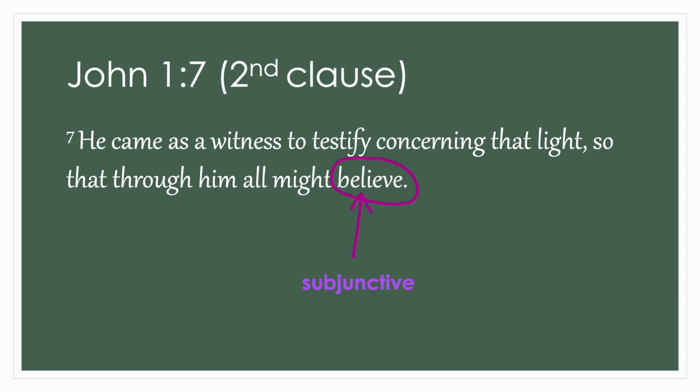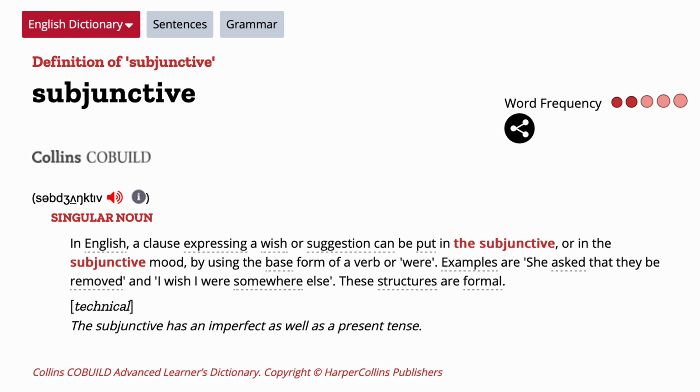Now, as I mentioned, there is a verb called a subjunctive verb in there. So the subjunctive is a verb where a wish or a suggestion is in the sentence, so that something you want to happen is going to happen in order that it might happen, so that it may happen. Here's the Collins Dictionary definition in English. A clause expressing a wish or suggestion can be put into the subjunctive, or in the subjunctive mood, by using the base form of a verb like "were."